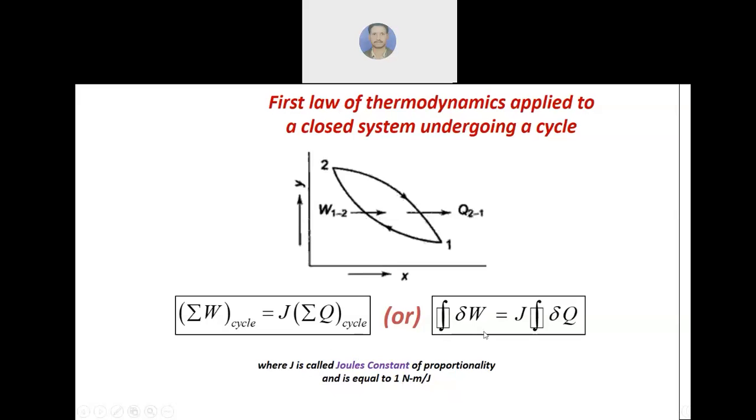So another form: here the first form is a summation, and in the next it is a cyclic integral. You can represent it in both ways. This is for a cyclic process. Total heat transfer equals total work transfer in a cycle.